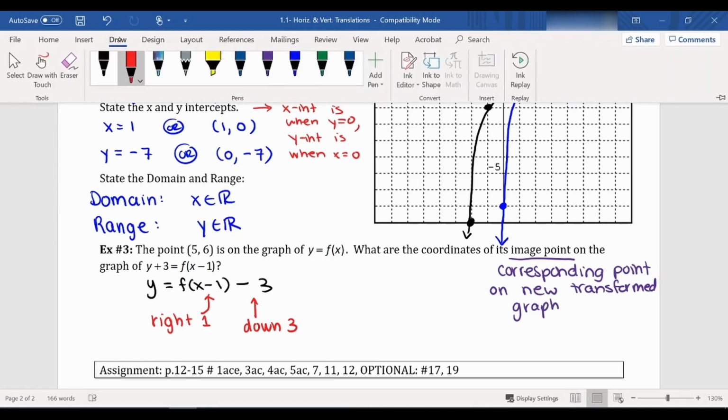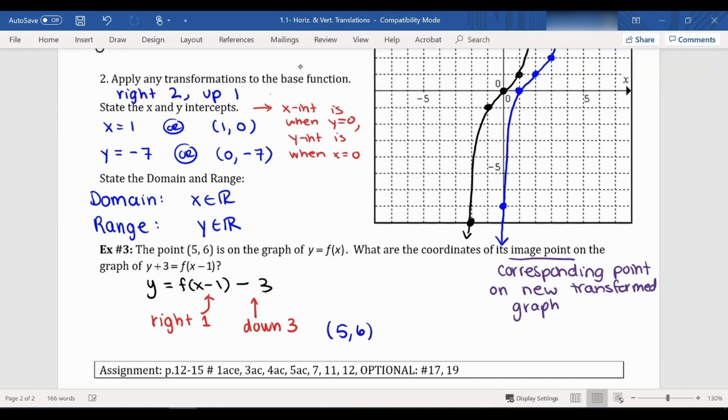So what we are going to do is take a look at our original point, which was 5, 6, and say, well, where would this go? Okay. If my 5 moves to the right by 1, now it's going to be a 6. If my 6 moves down 3, now we're going to be at 3.